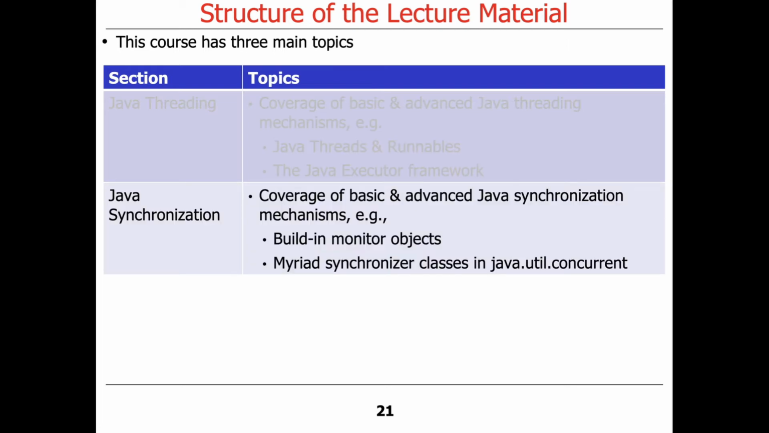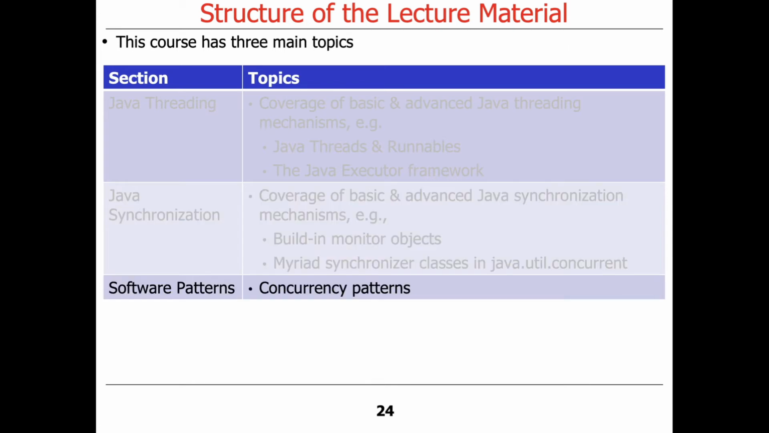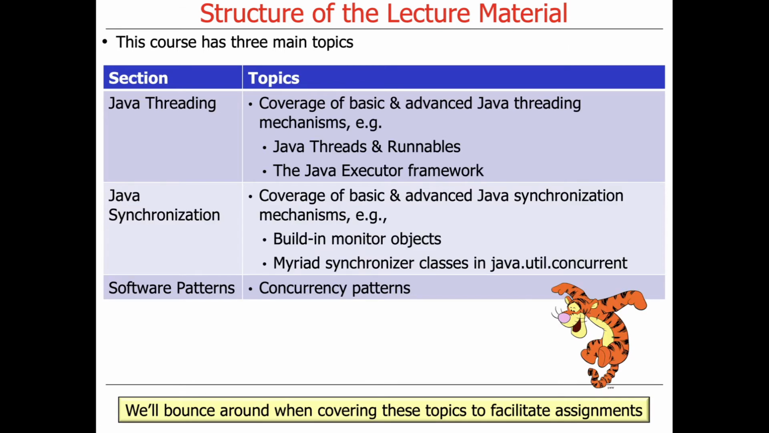And then we're going to talk about Java synchronization and Java synchronizers. And this will include the built-in monitor object features that have been around since day one in Java and before, when Java was Oak, which was a language developed by James Gosling at Sun before it became Java. And we'll also talk about all these gazillions of synchronizer classes in the Java util concurrent package. So those will be the focal points for that. And as I mentioned before, we'll talk about some patterns as well. We're going to bounce back and forth between these topics in order to facilitate the assignments. So we'll cover a little threading, a little synchronization, then some more threading, then some more synchronization, and so on and so forth over time.